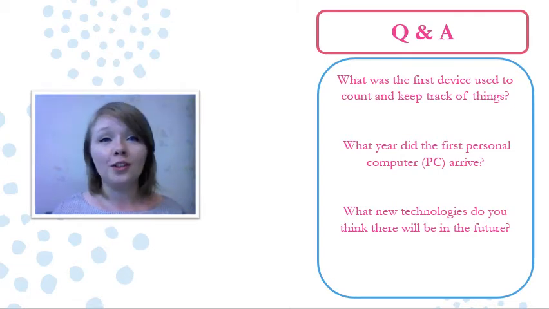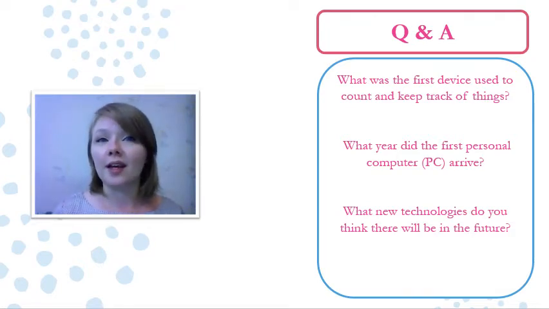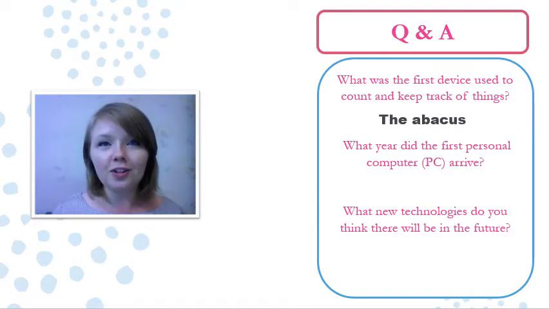Now that you have watched that video introducing a little bit about the history of technology, let's check our answers. Number 1. What was the first device used to count and keep track of things like money? We saw in the video that that was the abacus. Maybe you have seen or used one of these before.